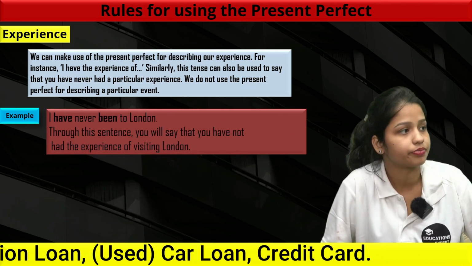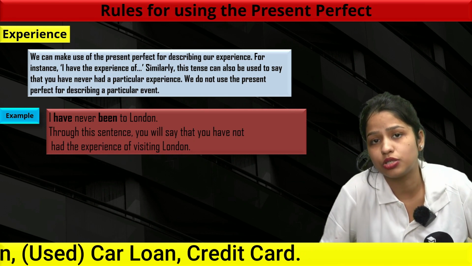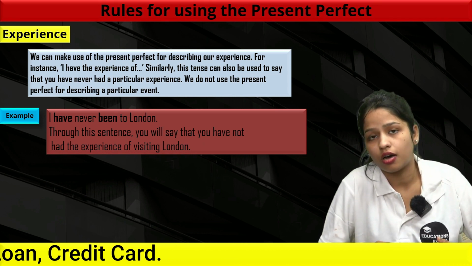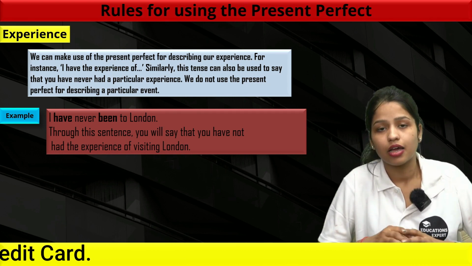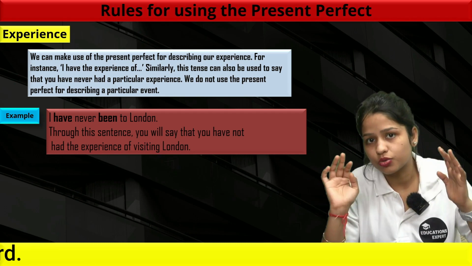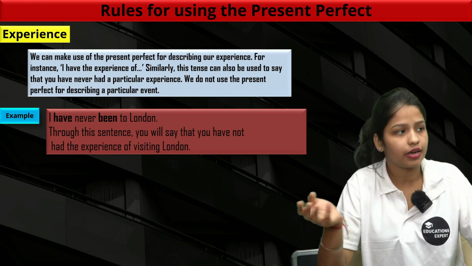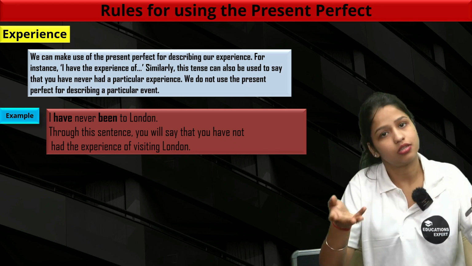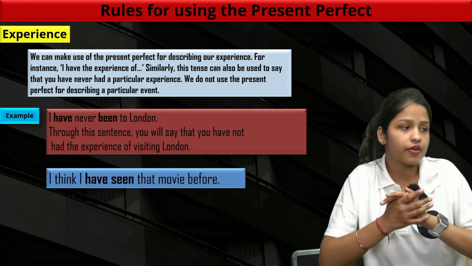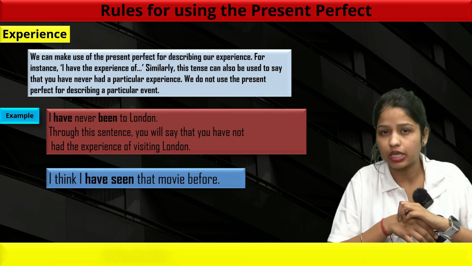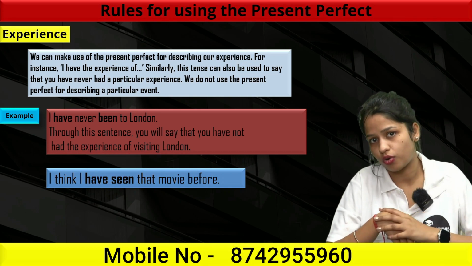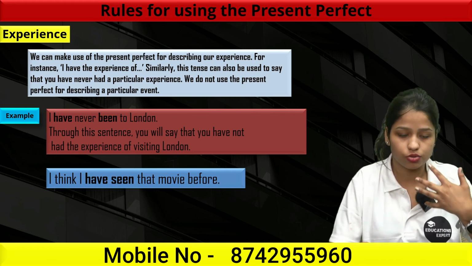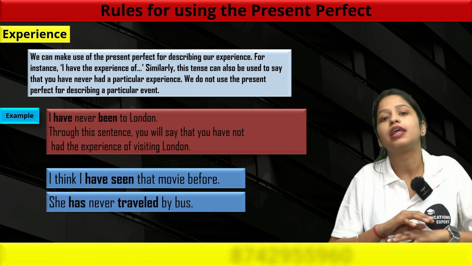Let's see some examples. I have never been to London. That means I don't have any experience of being in London, obviously, right? I'm telling you, I have never ever been to London. So this is my experience again, right? Through this sentence, you say that you have not had the experience of visiting. Next up we have, I think I've seen that movie before. I think I have the experience of seeing that movie before. So I'm telling about my experience that I have seen that movie before, right? So that's how you can use it. She has never traveled by bus.